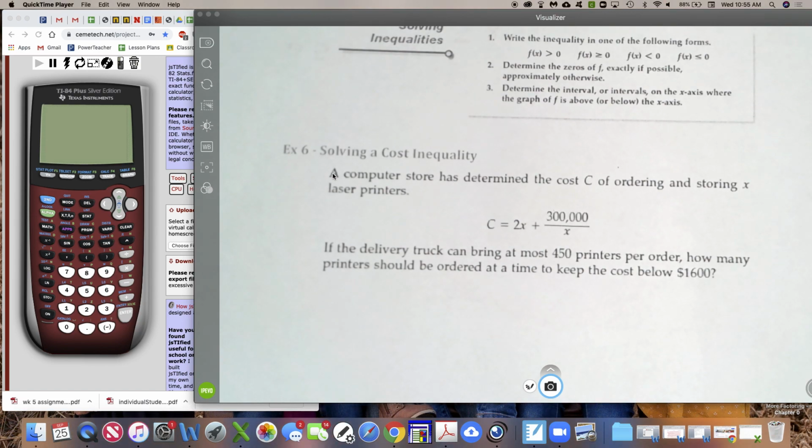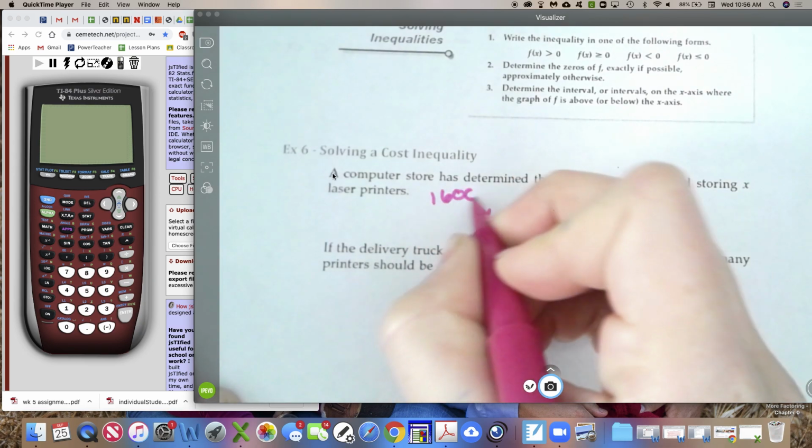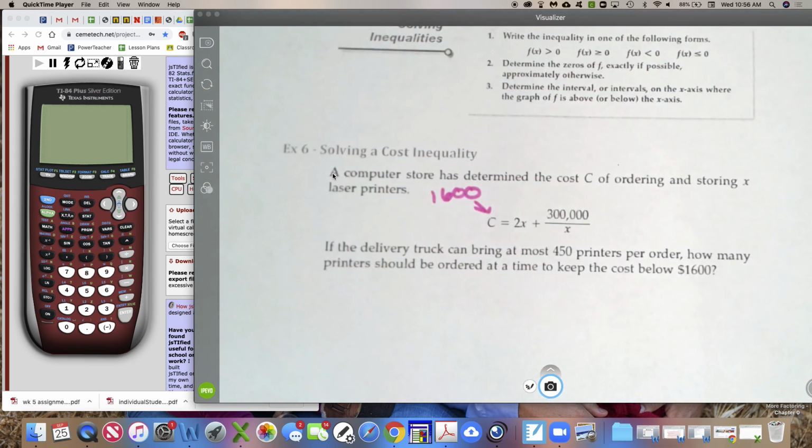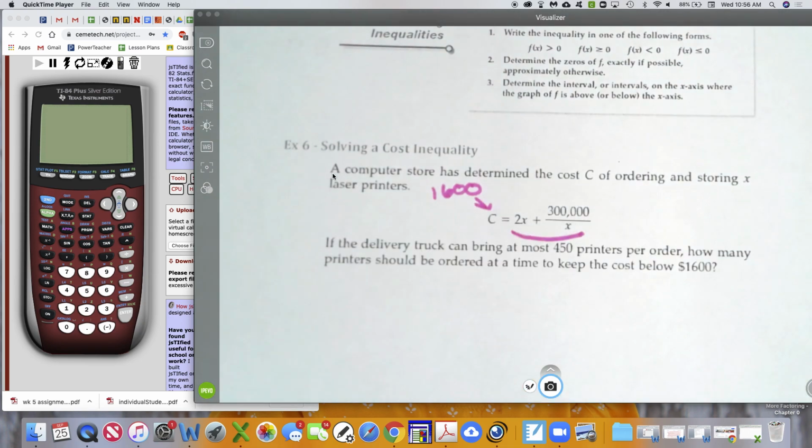Then it says how many printers should be ordered at a time if we want the cost to be less than $1,600. So cost is $1,600. Where does that go? C. We want this to be C, and C is 1,600. Now, we want the cost to be less than that, right? This is representing the cost, and we want that to be less than 1,600.